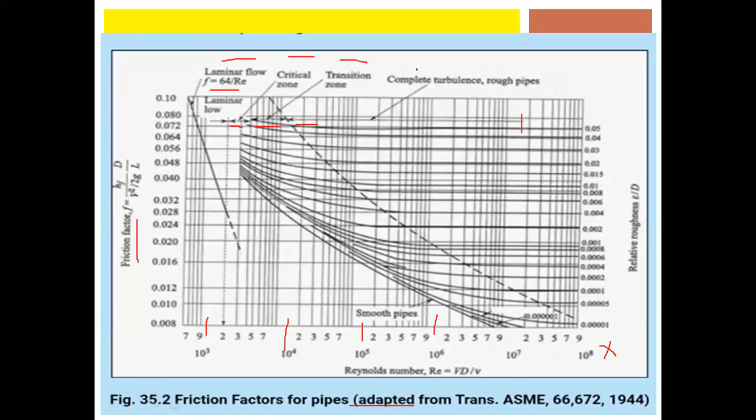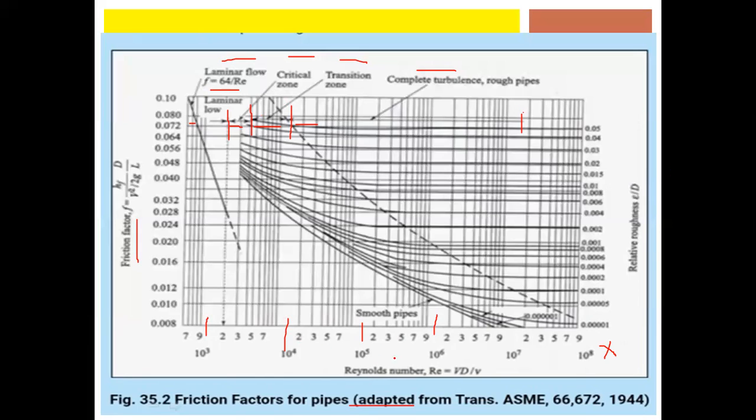First you will get the laminar flow, then the critical zone, transition zone, and finally a complete turbulent zone, right? From the first point up to here, it is laminar flow. Next, from here to here, it is the critical region. From here to here, it is transition flow. From here to here, it is turbulent flow, that is rough flow.